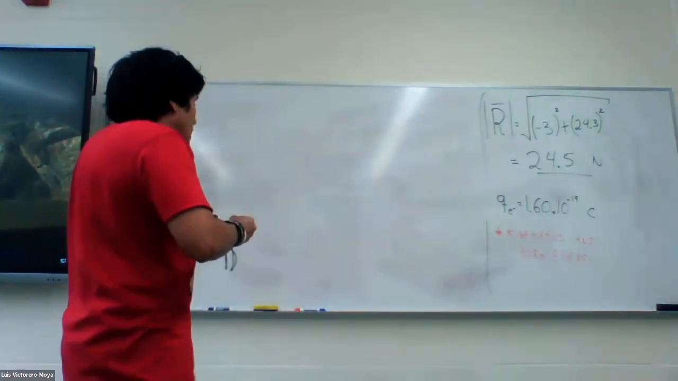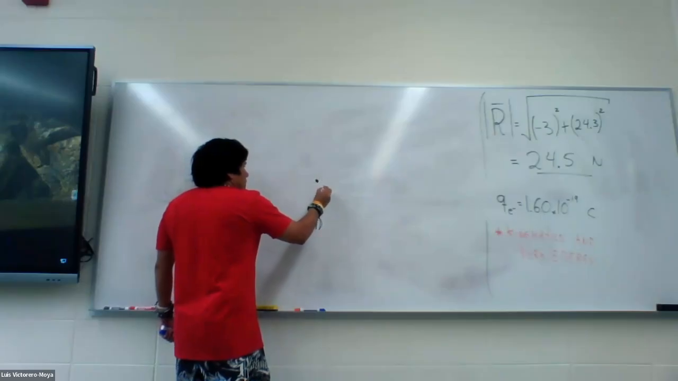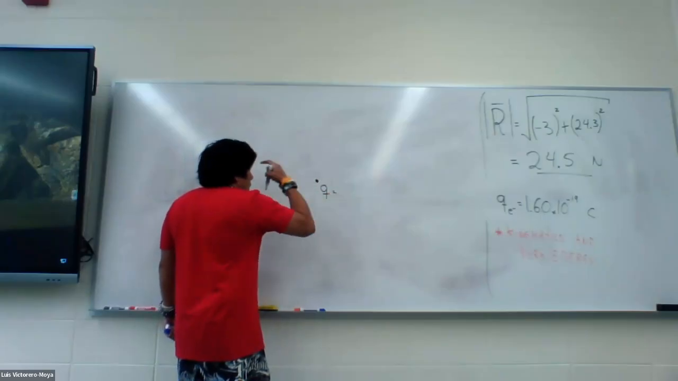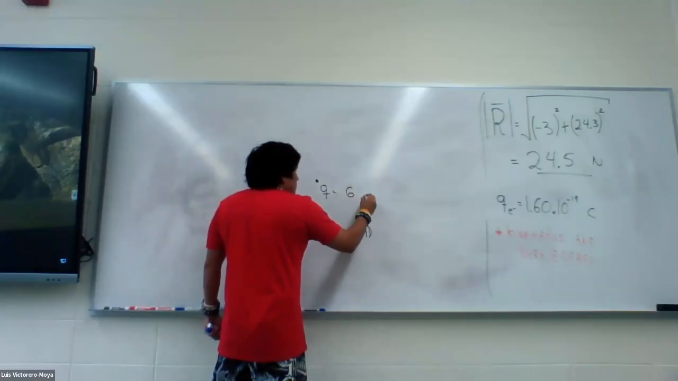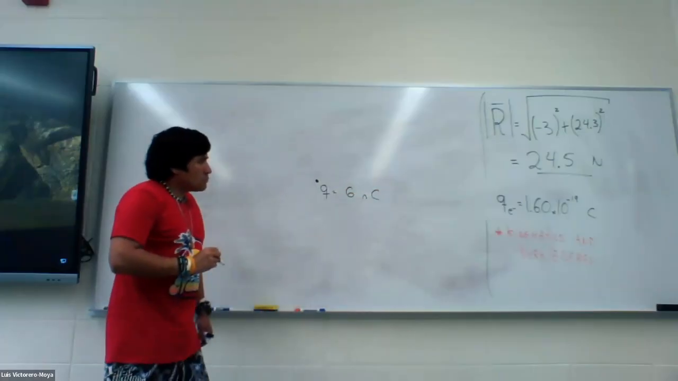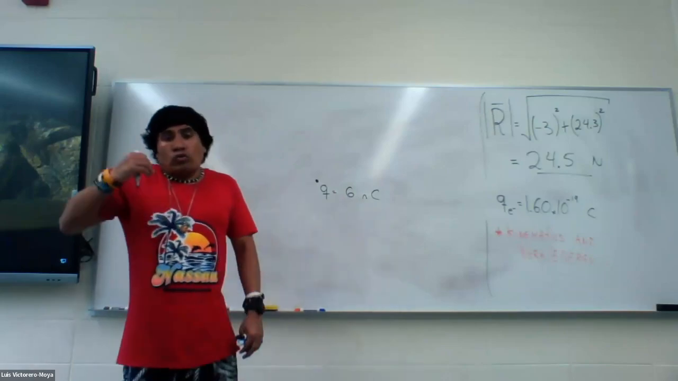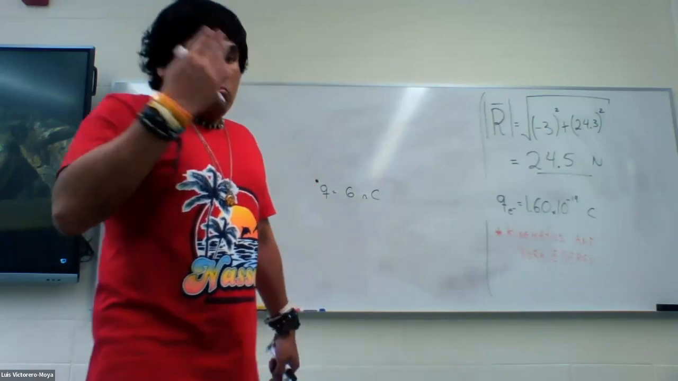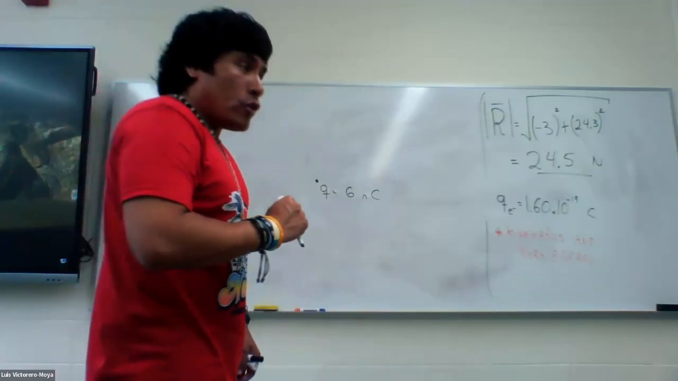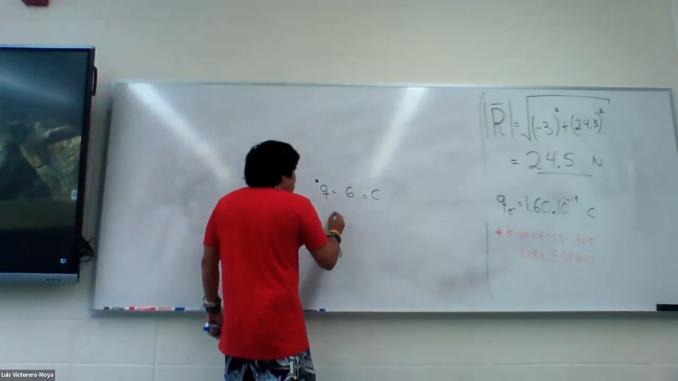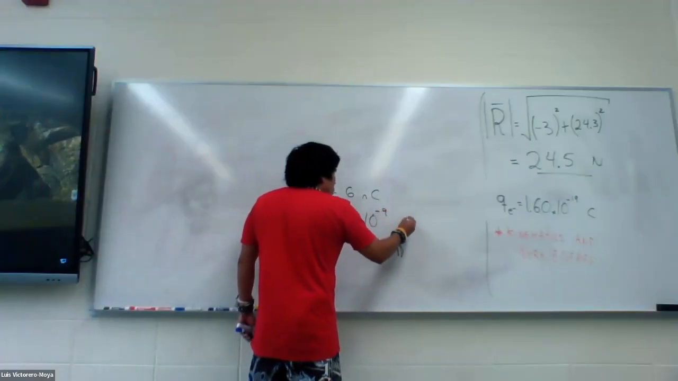I can give you a charge, and I can say that this Q is equal to 6 nanocoulombs. But we need to have this in coulombs. So you need to remember, or you need to change that into coulombs. 6 nanocoulombs is basically 6 times 10 to the negative 9 coulombs.